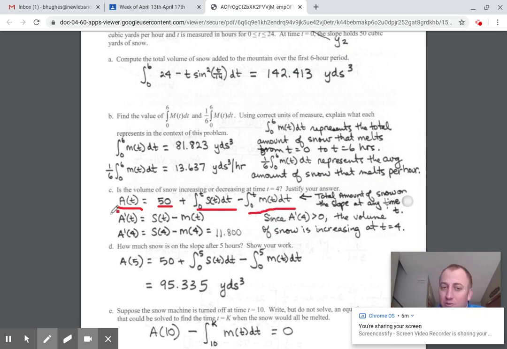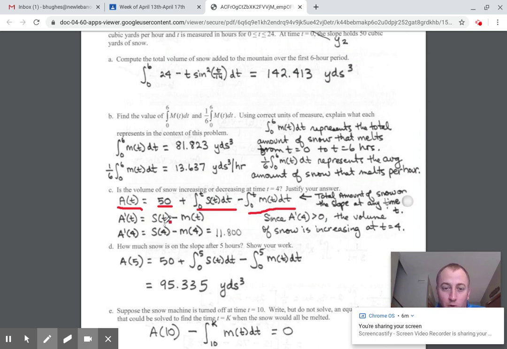So if I find the derivative of this function, it's going to be talking about the derivative of the amount of snow on the ski slope. The derivative represents the rate. So the derivative of A of t would be the rate at which the snow is changing. So if we are talking about t equals 4, the derivative of 50 is equal to 0. The derivative of this would just be s of t. The derivative of this would be m of t.